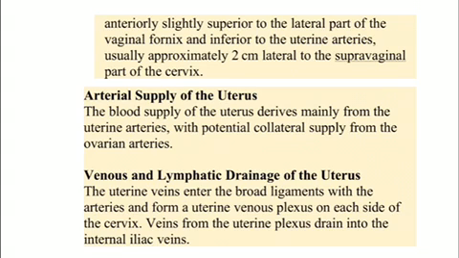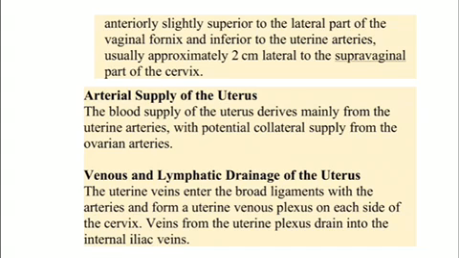So arterial supply of the uterus comes from the uterine arteries. You also have collateral supply coming from the ovarian arteries. What about the venous drainage of the uterus? The uterine veins enter the broad ligaments with the uterine arteries and form the uterine venous plexus on each side of the cervix. Veins from the uterine venous plexus drain into the internal iliac veins.